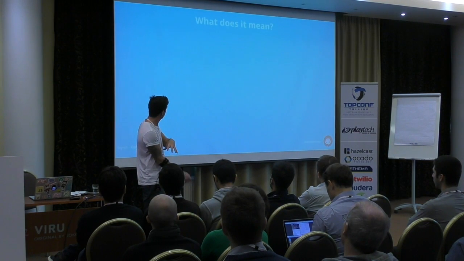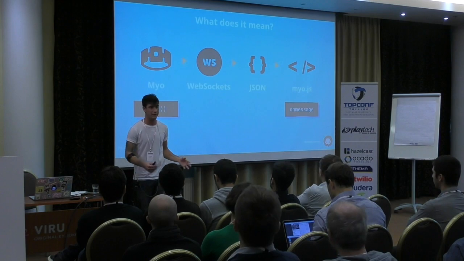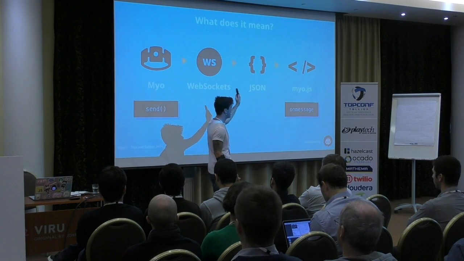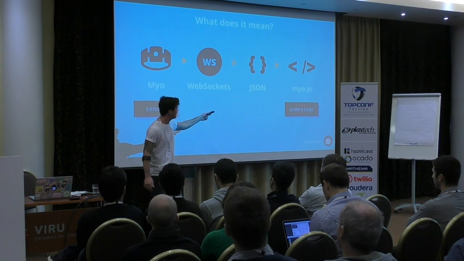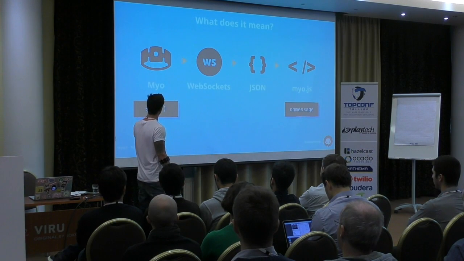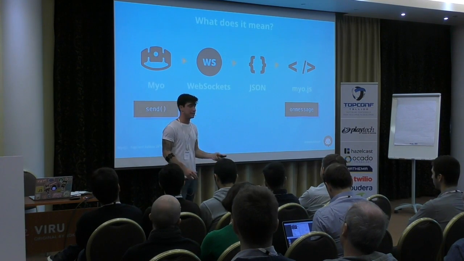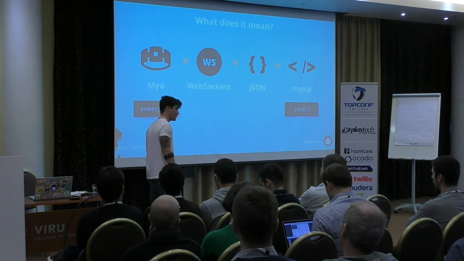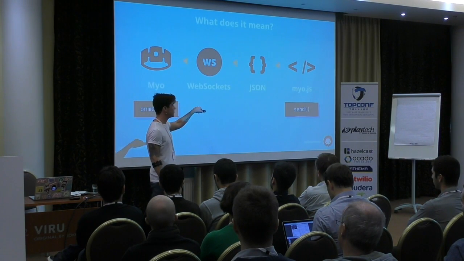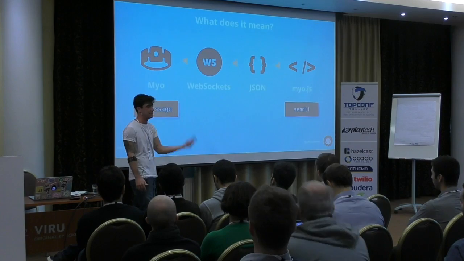So whenever Myo is retrieving a gesture, whenever you perform a gesture or orient your armband in a way, it will send a JSON-driven data through the WebSocket, and MyoJS, the library, will listen for that event through that event listener we just saw. So whenever the WebSocket gets a JSON that says pose equals something, MyoJS is listening for that. On the other way around, you can send stuff to Myo, like vibrate. If you want Myo.vibrate to make your armband vibrate, then MyoJS provides methods to send JSON-driven data to the WebSocket, and Myo is listening for that as well.